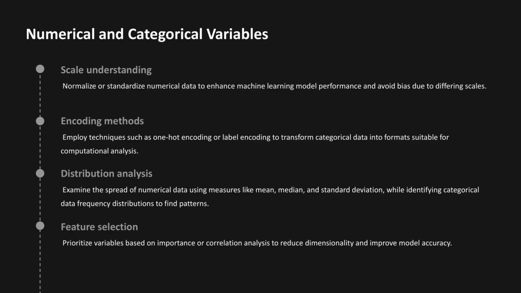Numeric and categorical variables require different treatments. Normalize or standardize numeric features to avoid scale bias. Apply one-hot or label encoding to categorical data for model compatibility. Examine distributions to spot skew or imbalance. And prioritize features based on correlation or importance to reduce dimensionality.